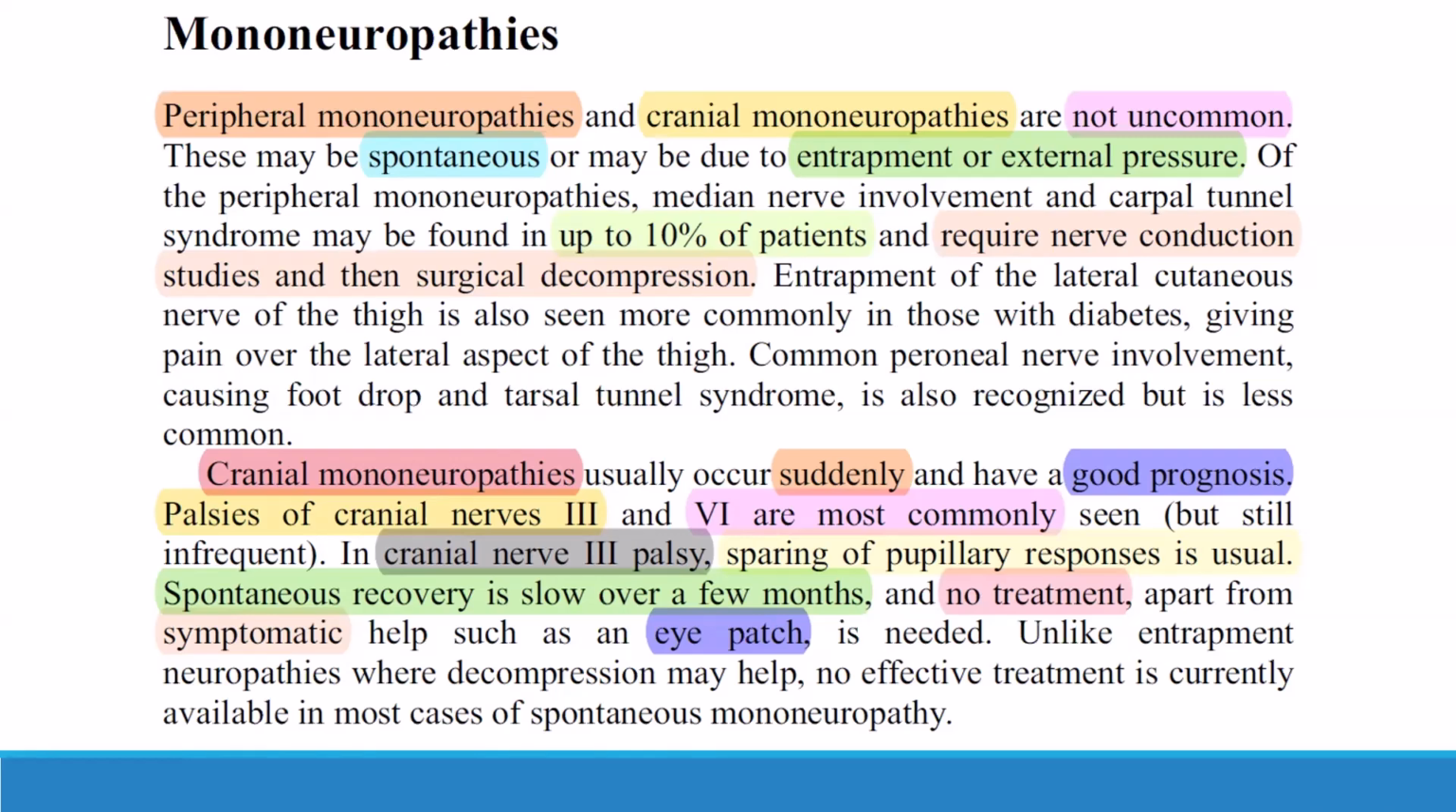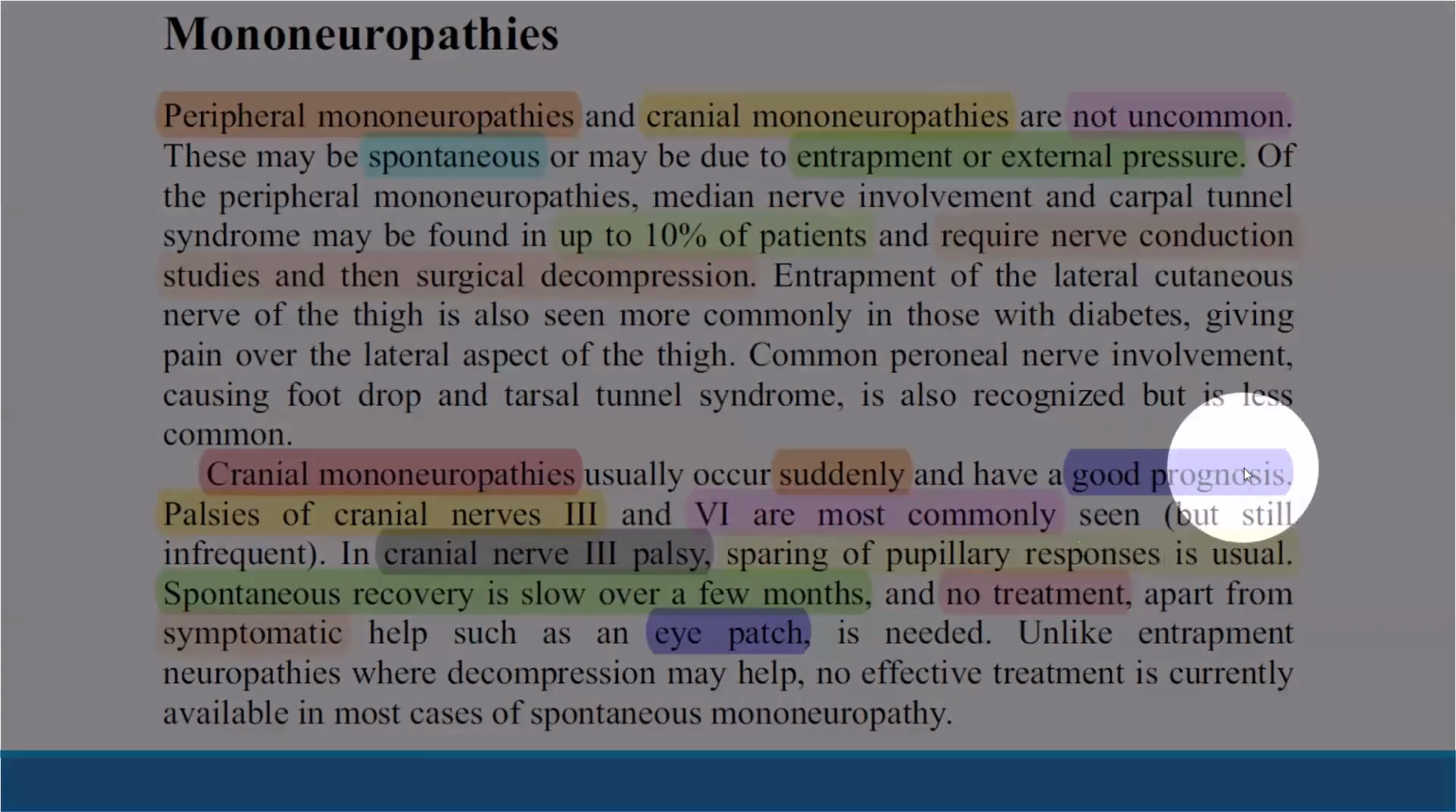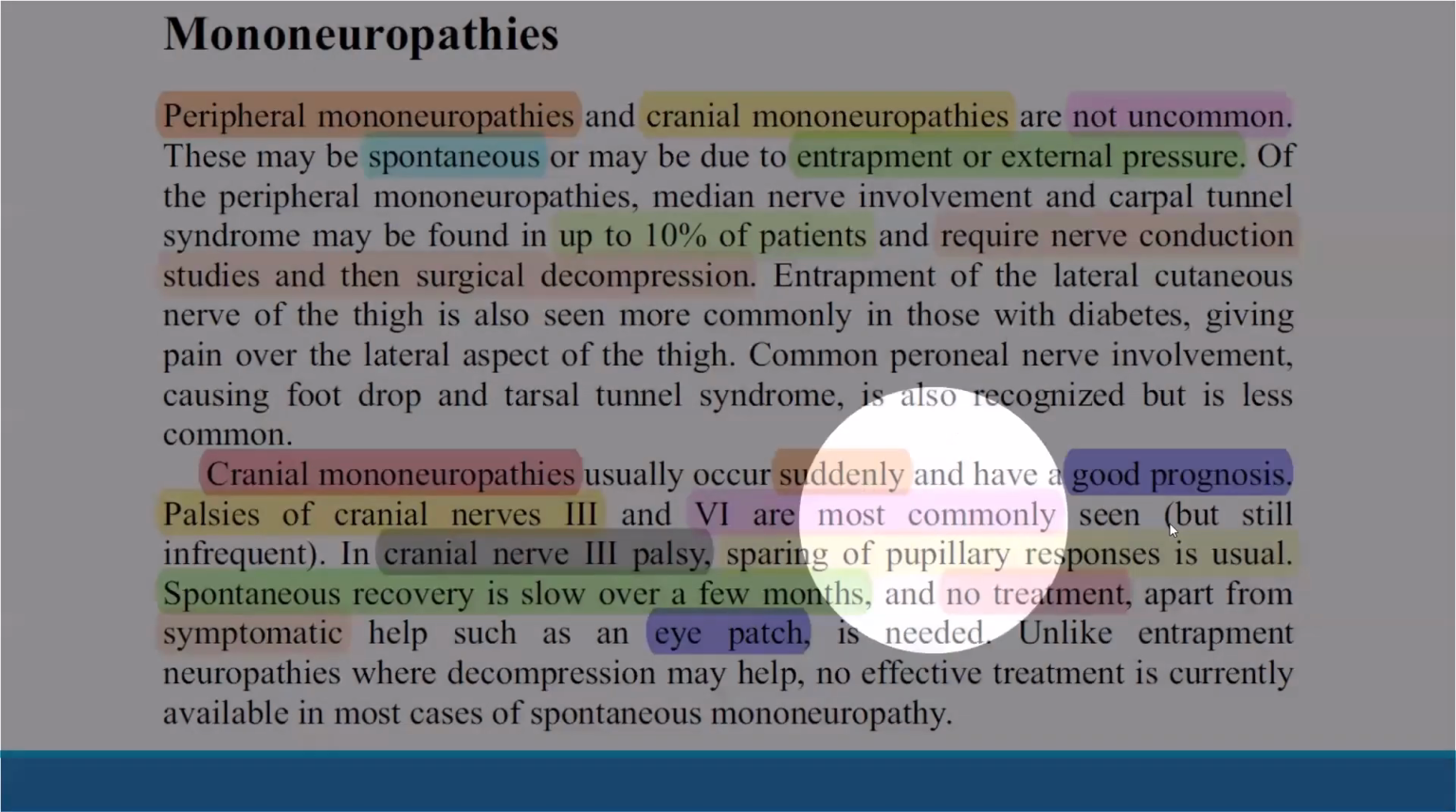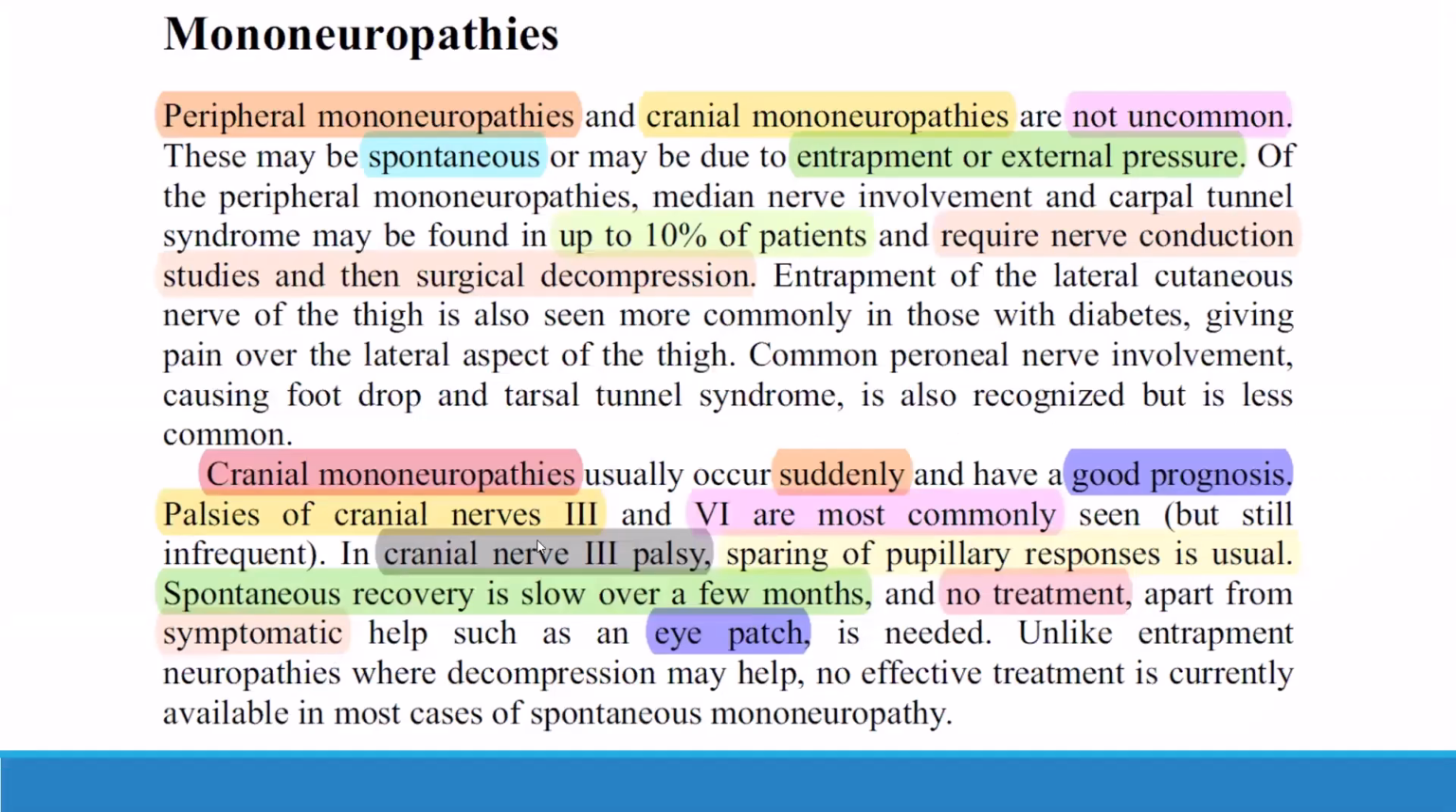A cranial mononeuropathy usually occurs suddenly with good prognosis. Palsy of cranial nerves 3 and 6 are the most common, but still infrequent. In cranial nerve 3 palsy, this is important, the pupillary response is usually spared. Spontaneous recovery is slow over a few months, and there is no treatment apart from symptomatic, which helps, like an eye patch and so on.